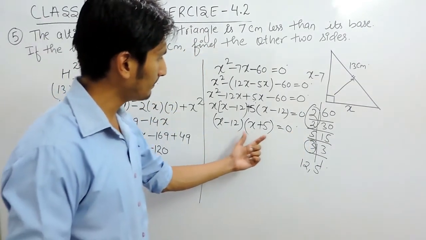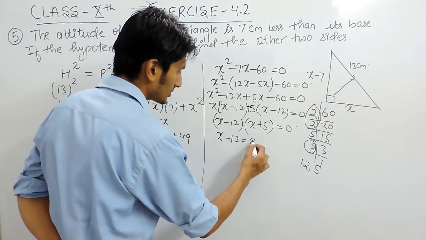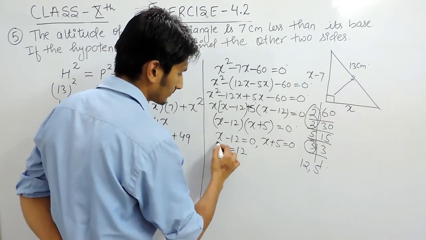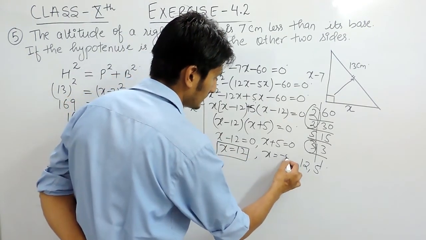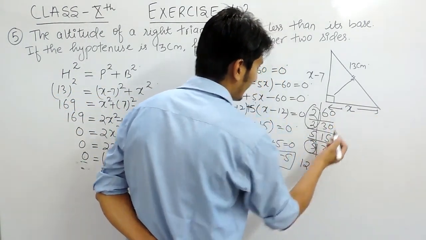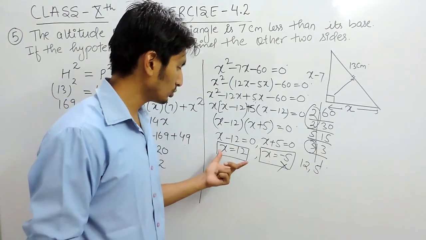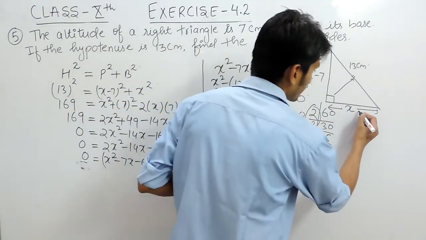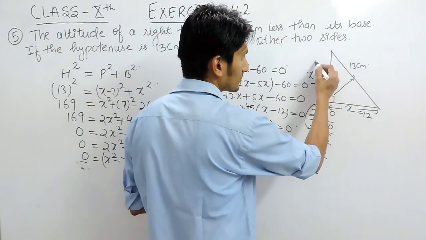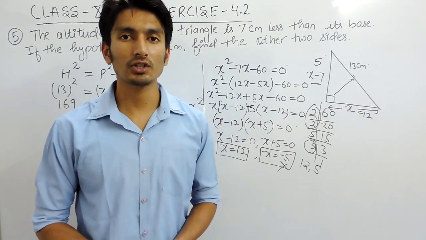Again we know that if the multiplication of two factors is 0, the value of at least one of these factors must be 0. So the value of x must be 12 and another value of x must be minus 5. X is the base of the triangle, and the base of the triangle cannot be negative. So clearly the value of x must be 12, and because the altitude is 7 less than this value, this must be 5. So this is how you can solve this particular question. Thank you.